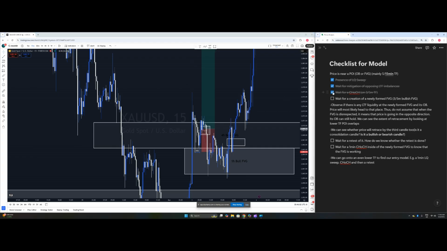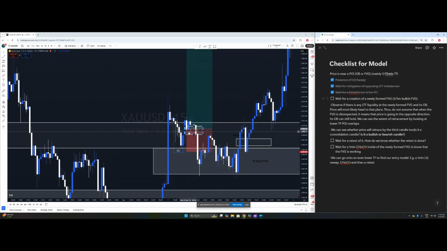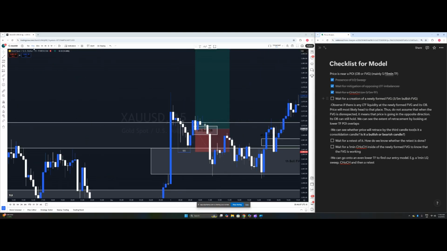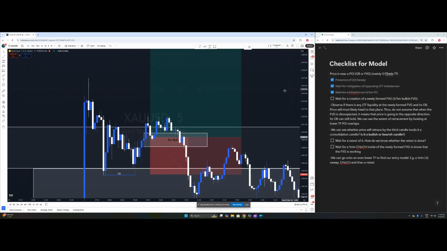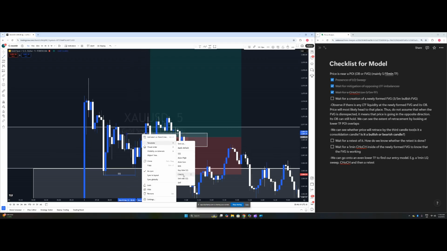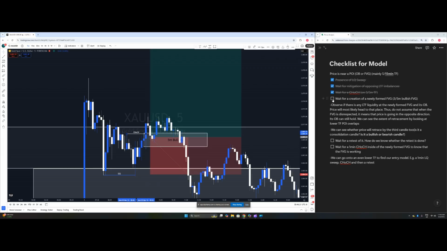After that, we will wait for a 3 or 5 minute change of character. So after the liquidity sweep, I went to the 5 minutes and looked for a change of character here. And afterwards, creation of a uniform fair value gap, which is this 5 minute bullish fair value gap right here. Right, but it headed downwards to the 5 minute bullish order block. Okay, it doesn't matter. So after that, price retested it and I looked for buy entries.